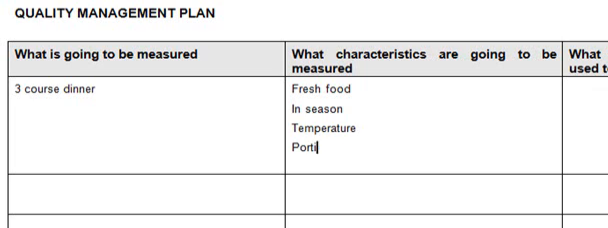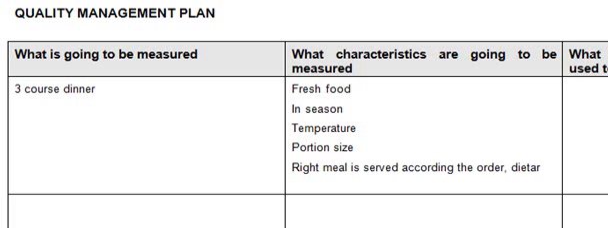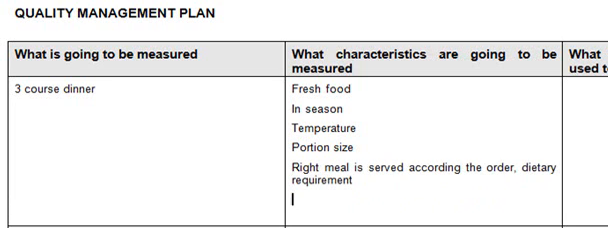The other might be the portion size. So making sure you've not got a huge plate with a tiny little main meal on it, that everything's meeting some sort of expectation. You might also check that the right meal is served according to the order or even to dietary requirements. So that's another way to check that the 3-course meal is going to be a quality one, that people get the meal they ordered or get the right meal in front of them.